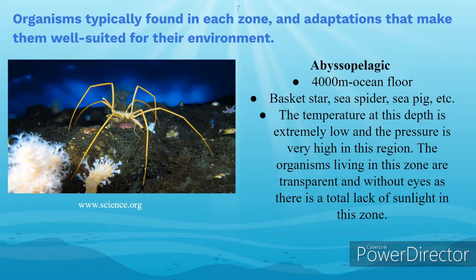Abyssopelagic zone, from 4,000 meters to the ocean floor. The organisms found are sea spider and sea pig. In this zone, the temperature at this depth is extremely low and the pressure is very high in this region. The organisms living in this zone are transparent and without eyes, and there is a total lack of sunlight in this zone.